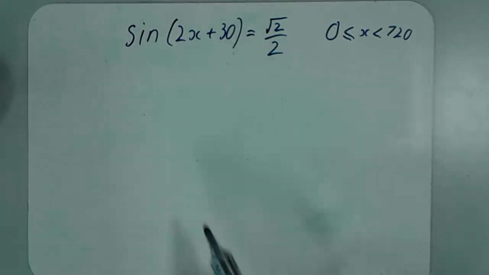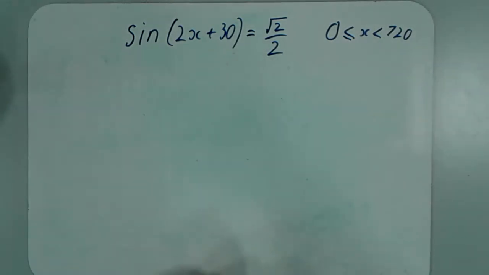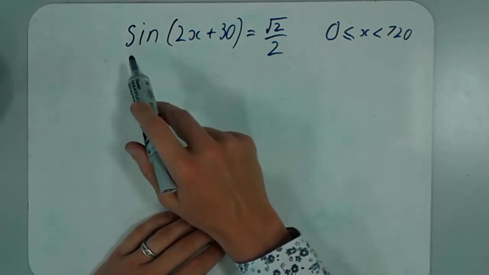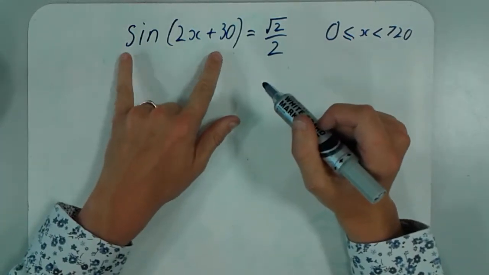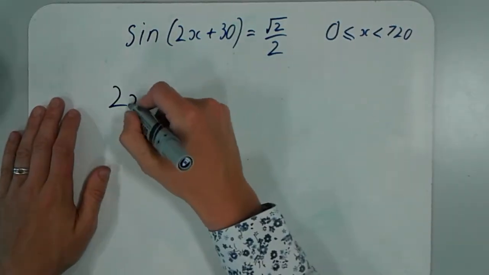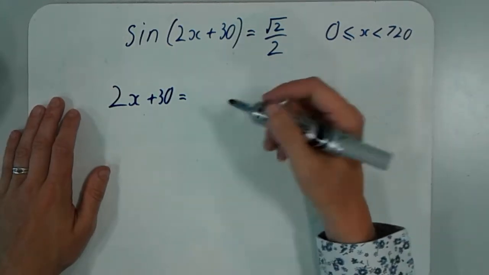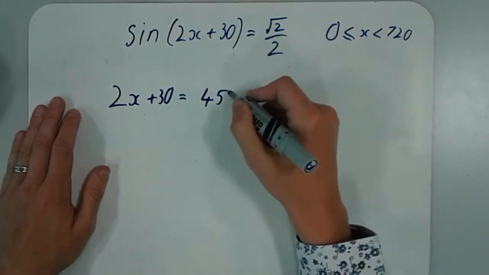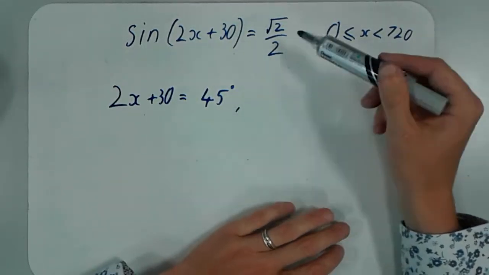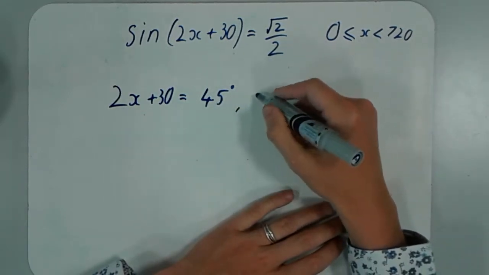Let's look at how we can solve this equation, where we have a nasty angle inside of our trig function. Looking at this, we're going to start off exactly the same as we would normally. We need to do inverse sine of this in order to leave ourselves with just the 2x plus 30. Inverse sine of that will tell us it's 45 degrees. For sine, to find other solutions, I then need to do 180 minus my primary solution.